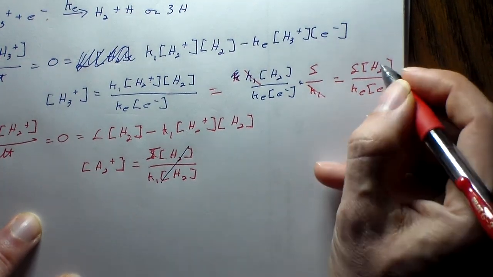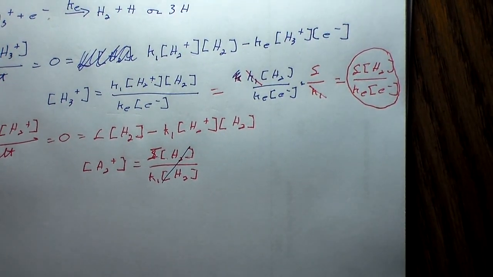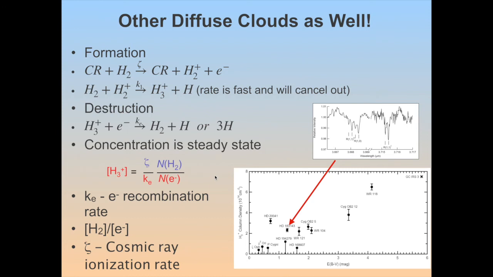And that's going to be our final answer here for what the concentration of H3 plus is and how we get that. So, as I was saying here, the formation deals with the cosmic rays bumping into hydrogen, ionizing to make the H2 plus. And then that H2 plus reacts with the H2 and of course makes the H3 plus, and then it can be destroyed via an electron.